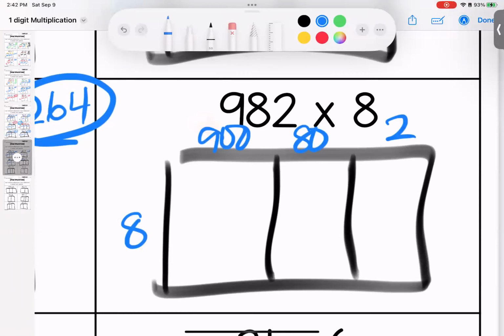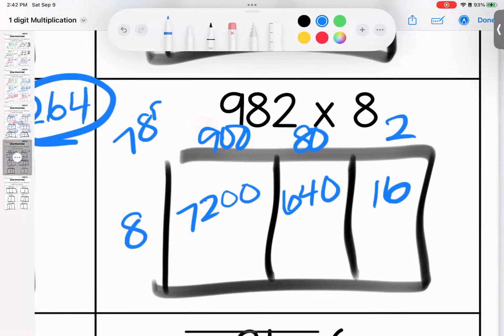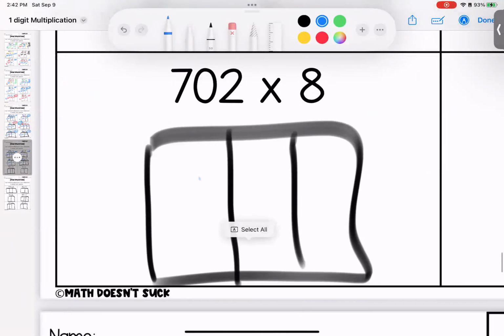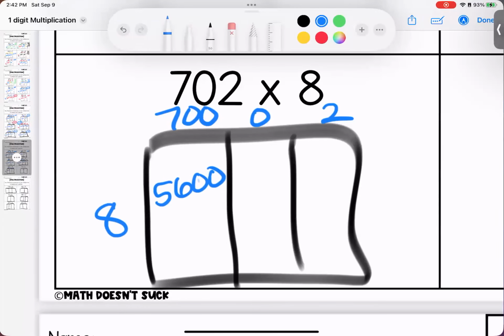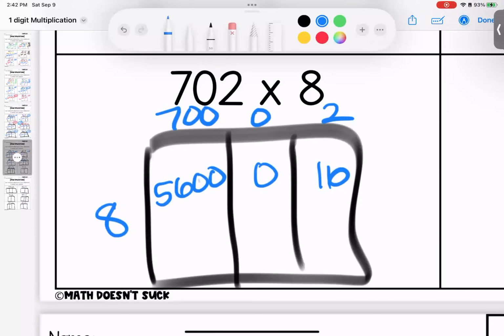We have 982 times 8. 8 times 9 is 72 with 2 zeros. 8 times 8 is 64 with a 0. 8 times 2 is 16. 7,200 plus 640 plus 16 is 7,856. 700, 0 tens, 2 ones, times 8. 7 times 8 is 56. 2 zeros. 8 times 0 is 0. 8 times 2 is 16. 5,616. It is still important to keep that 0 in there to keep our place value correct.